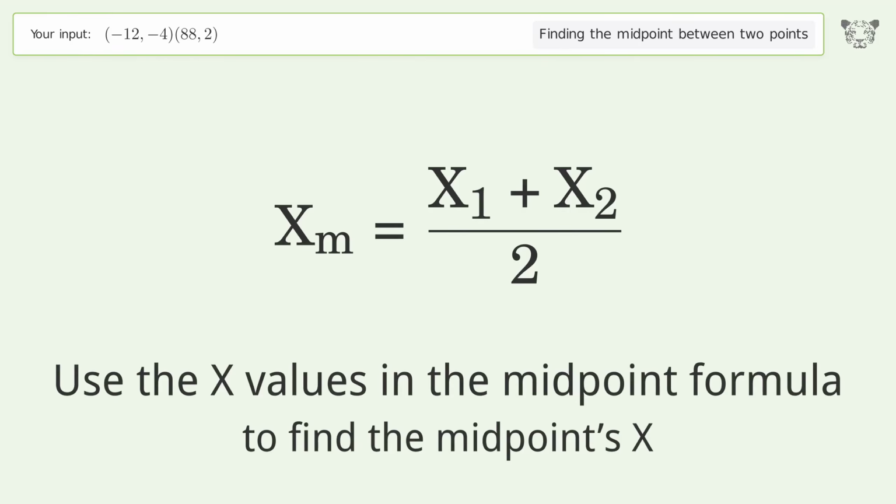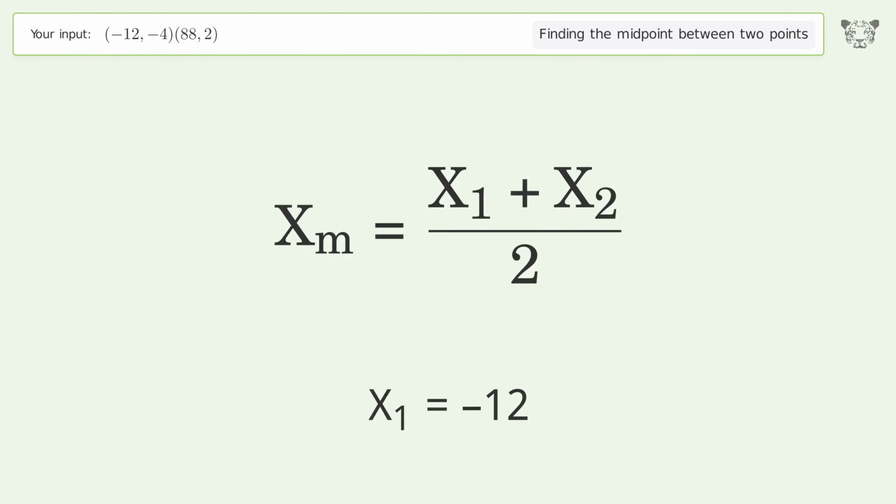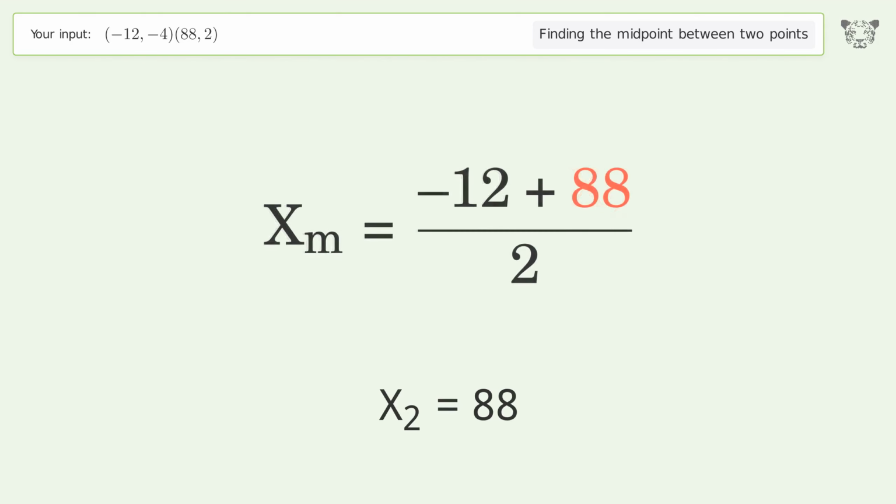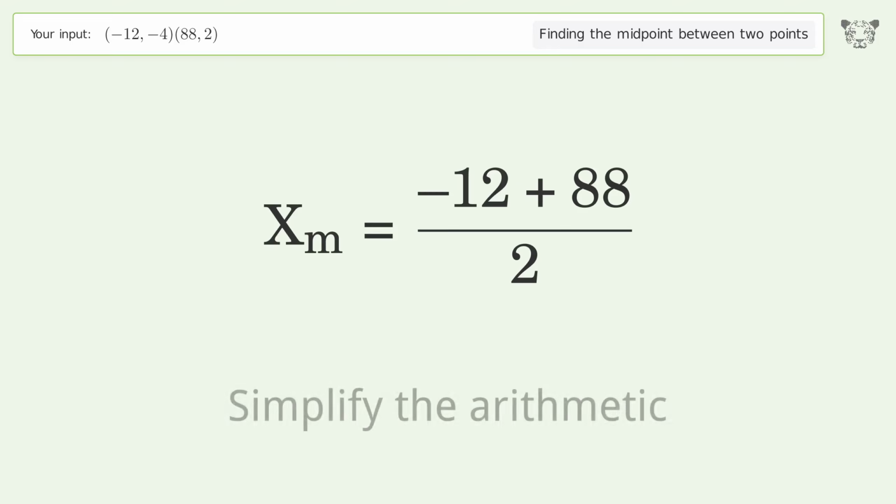Use the x values in the midpoint formula to find the midpoint's x. x1 equals -12. x2 equals 88. Simplify the arithmetic.